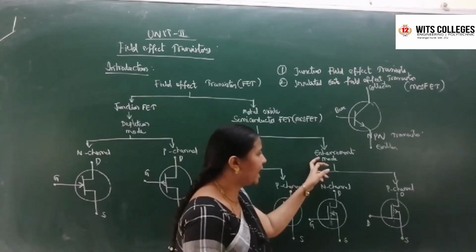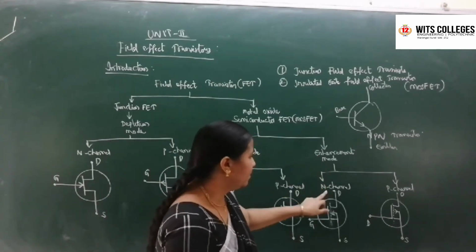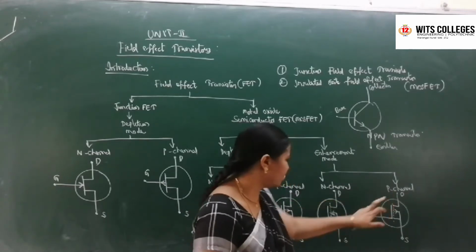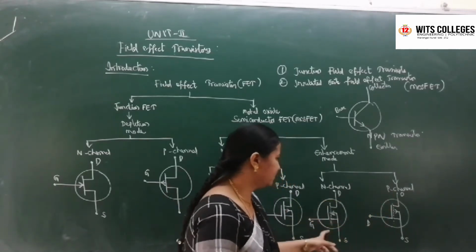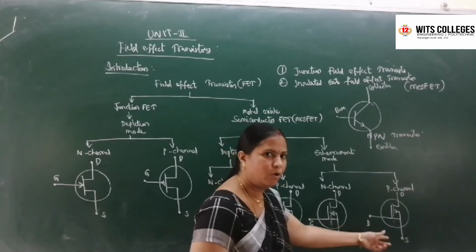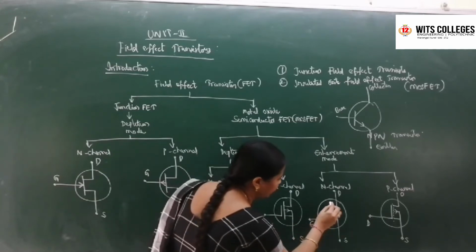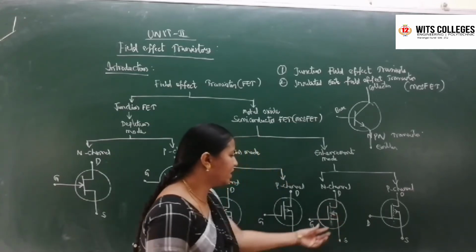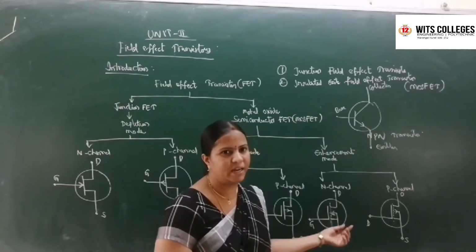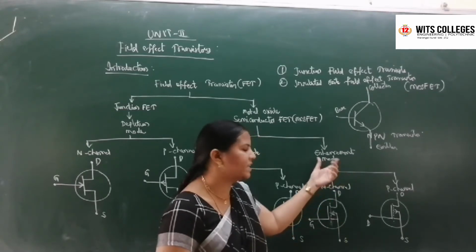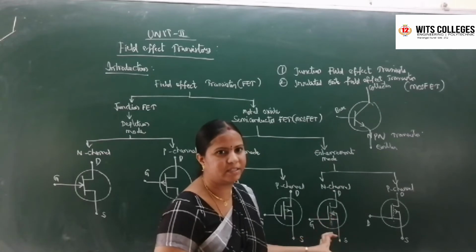So coming to the enhancement mode MOSFET, there are N channel enhancement mode MOSFET and P channel enhancement mode MOSFET. So these are the symbols. What is the difference between these two symbols? They are the same, but here dotted lines will be there. This dotted line indicates there is no channel in enhancement mode. There is no channel.